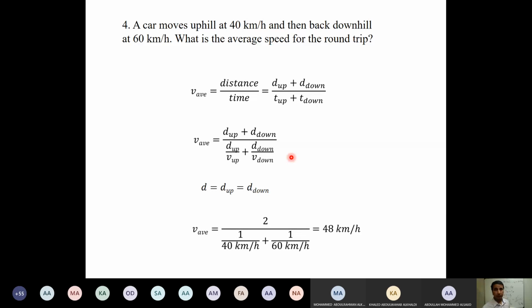Look at this one. Doctor, from where did we get the 2D? You see that in this equation, it is D up and D down. And the car, while going up and coming down, covers the same amount of distance. So D up is equal to D down. That's what I put, right? So here you will have D plus D, which will be 2D. And then when you put in for V up and V down the values given in the problem, just solve it. And then we are getting 48 kilometers per hour.